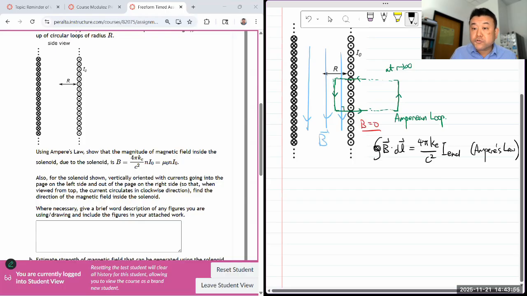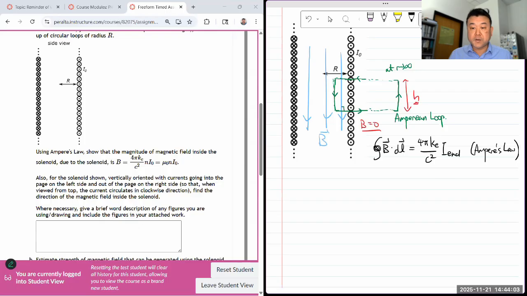For the loop that I drew, you need some specification. I need to say this is a loop of height h. This parameter allows me to quantify how much current is flowing through the loop. And the way I set the directions, this should be all positive. It should be basically h times the loop density, the number of currents flowing through. So with this, I can say my right hand side is 4 pi k over c squared, and the amount of current enclosed, h times n, the loop density, times I naught.